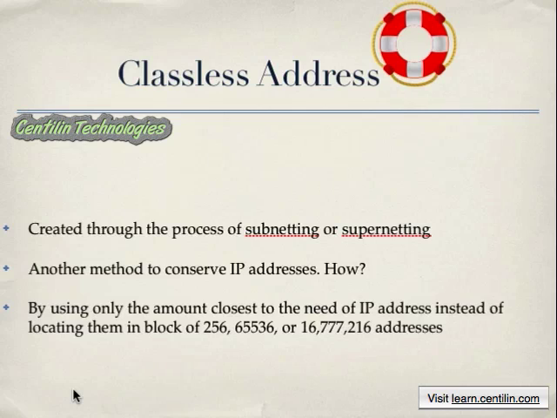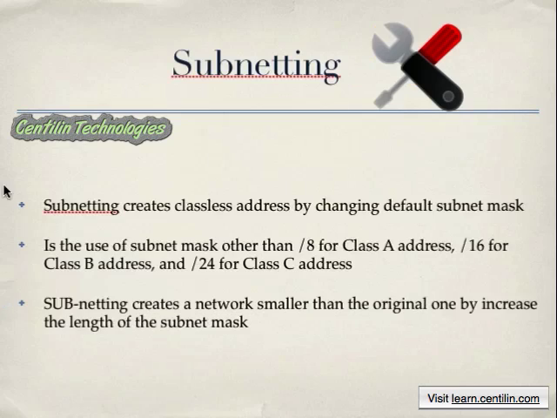This is really a waste of IP addresses if we cannot use that many. By using classless addresses, we can adjust the value so that we obtain the closest number of IP addresses that we need. And this is actually a great way to conserve IP addresses. So let's first look at subnetting. And again, this is part of the process of creating classless addresses.